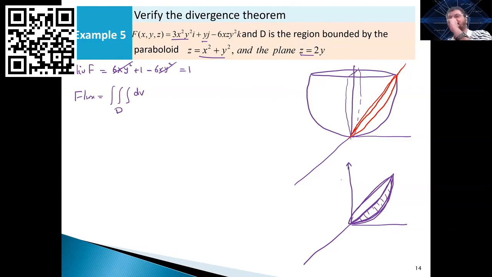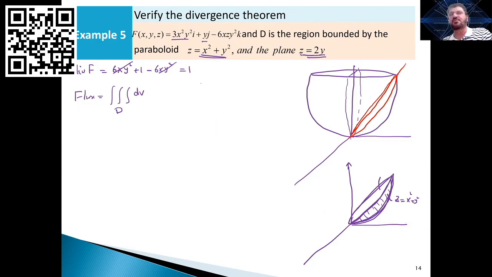All right. Now, when these two guys intersect, what's the result? The result is this circle, right? This circle is the result of the two things. Who is this at the bottom, by the way? This is the paraboloid, which is x squared plus y squared. Who's this on the top? This is the intersection between the paraboloid and the plane.